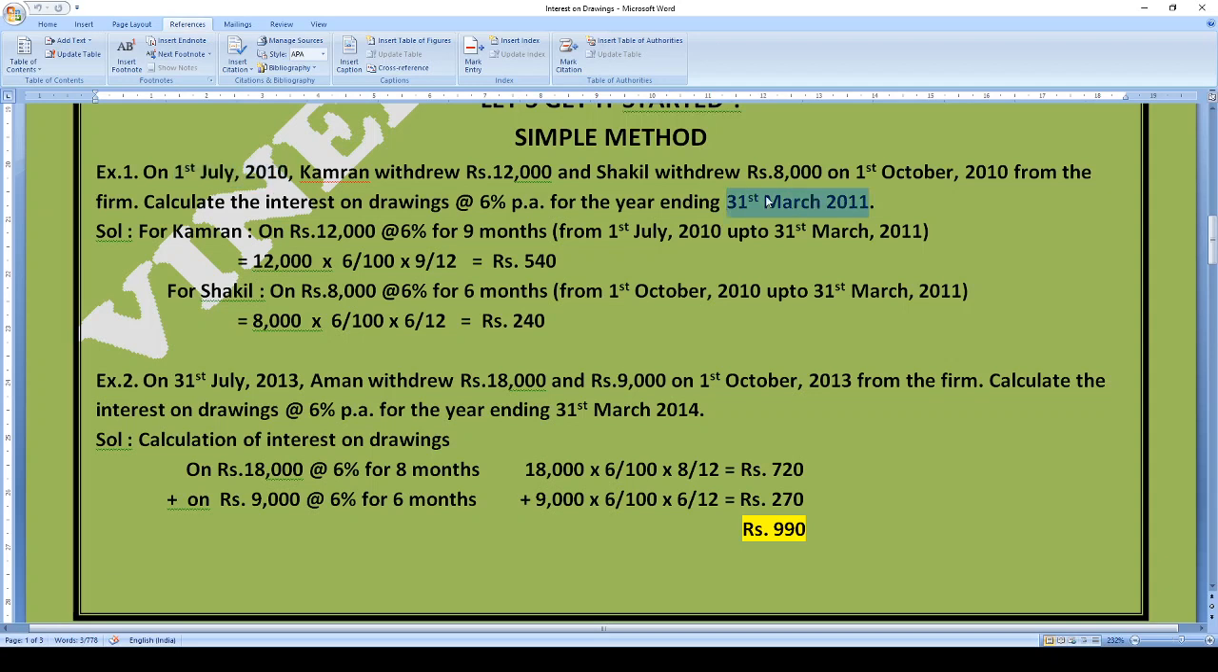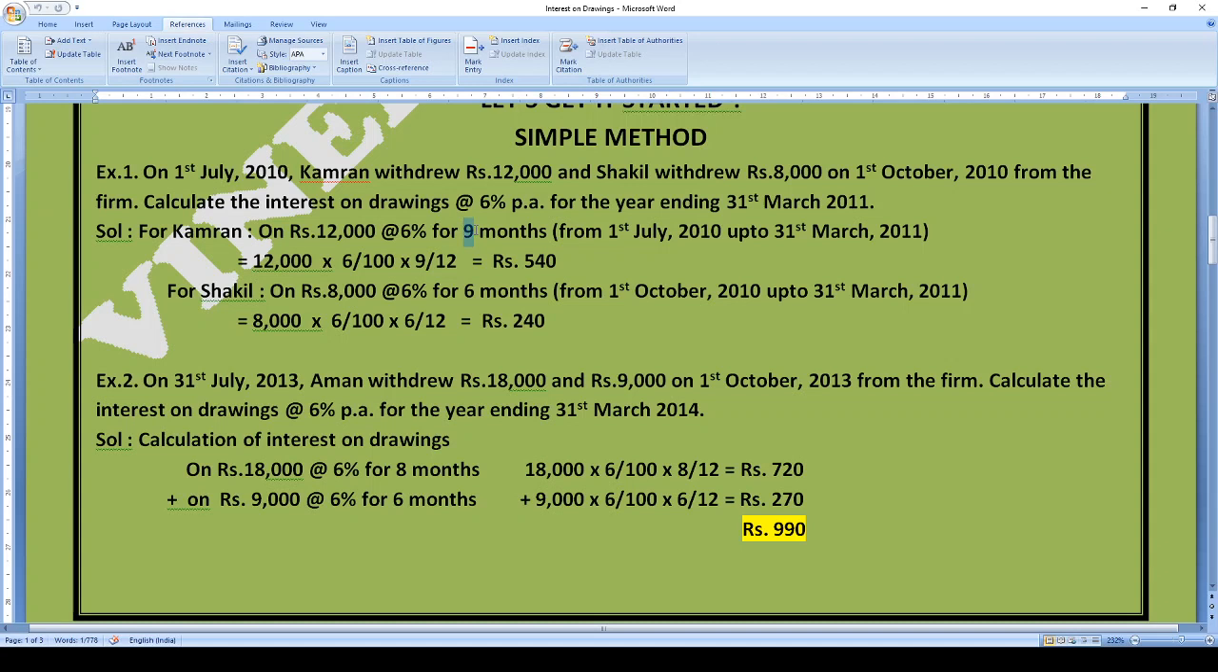So what can we conclude in this question? That our year end date is 31st March 2011, right? And starting from the date of drawing, we have to calculate the time element. So what amount had Kamran withdrawn from the business or from the firm? It was 12,000. So on rupees 12,000 at the rate of 6%, for 9 months we have to make the calculation.